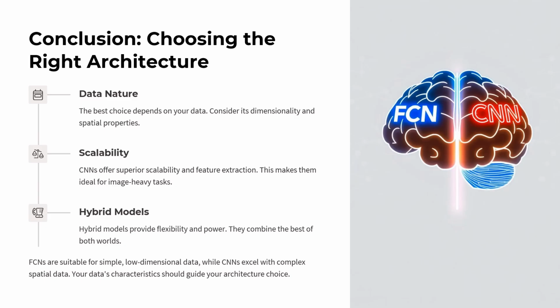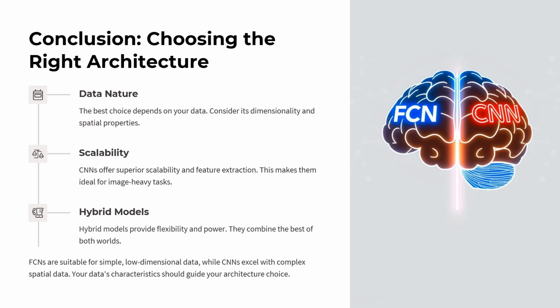Scalability. CNNs are preferred when scalability and efficient feature extraction are needed. They are especially ideal for image-heavy applications because they preserve spatial features and are computationally efficient. Hybrid model: sometimes using both CNN and FCN together can be the best approach. Hybrid models combine the strengths of both, CNNs extract features and FCNs perform classification. This provides flexibility and power suitable for advanced applications.